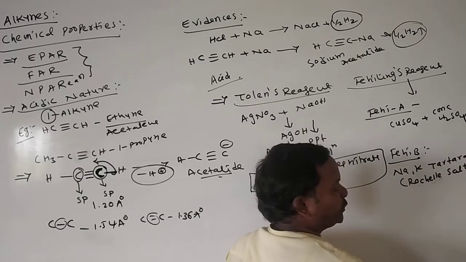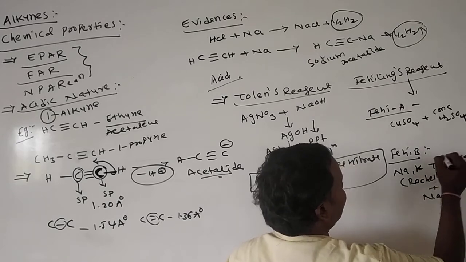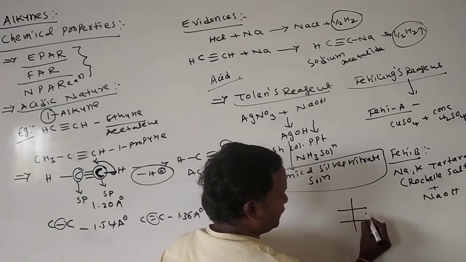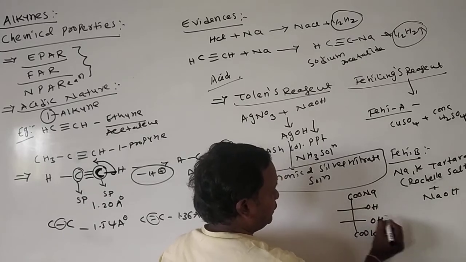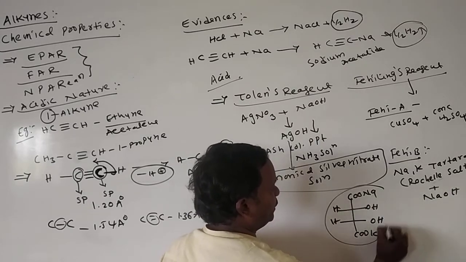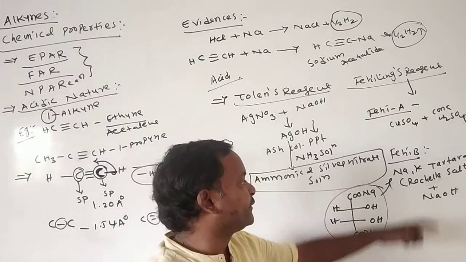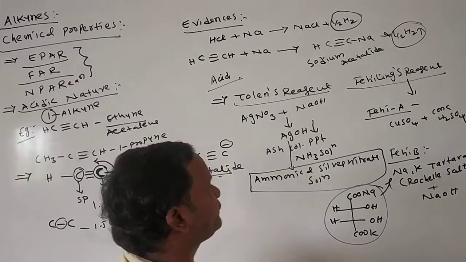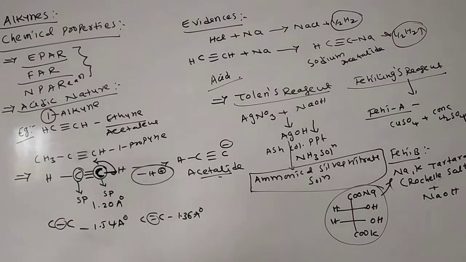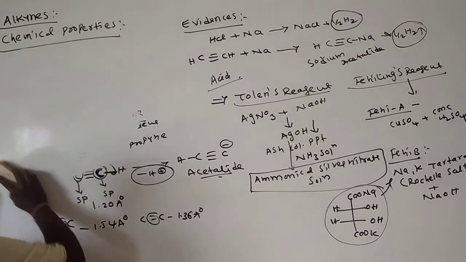This is called Rochelle salt, along with the sodium hydroxide. Here I am writing the structure of Rochelle salt: COONa, COOK, sodium potassium tartrate, OH, H. Okay, this is Fehling's A solution, this is Fehling's B solution. By mixing both of them, we get Fehling's solution. Now see the reaction with Fehling's solution and Tollens reagent.